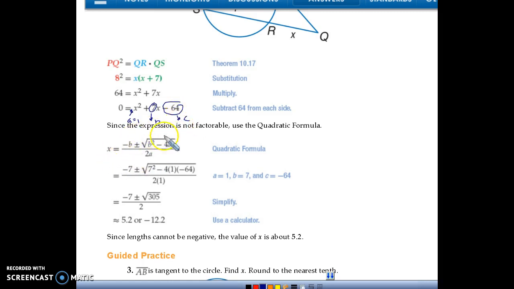So substituting in this quadratic formula, I have this equation. I do the numbers inside the square root, and I have a square root of 305. So I'm going to have negative 7 plus or minus the square root of 305 divided by 2. Simplify, and I'm going to have approximately 5.2 and negative 12.2 as the answer for x.